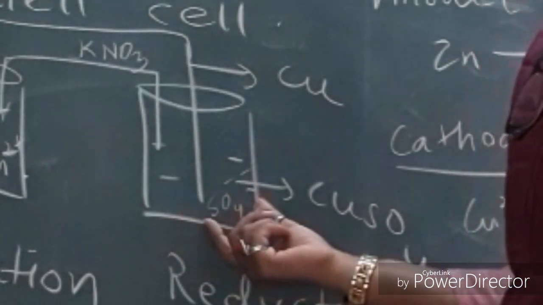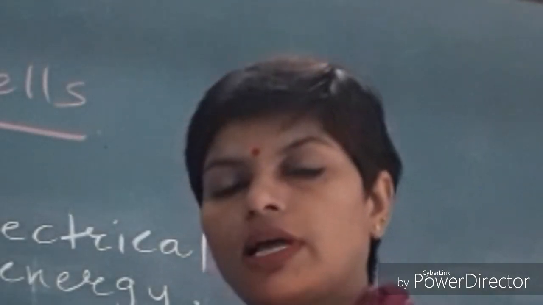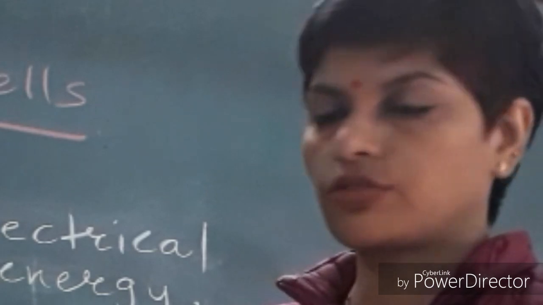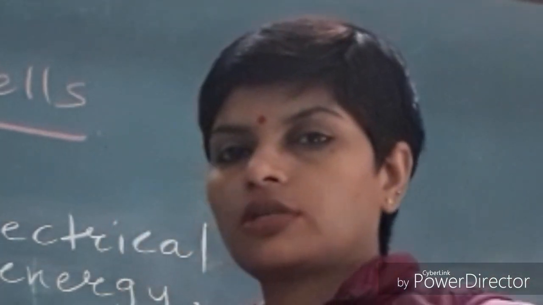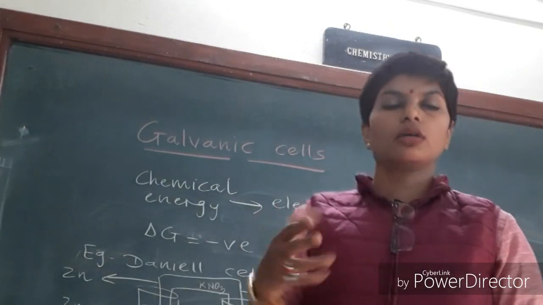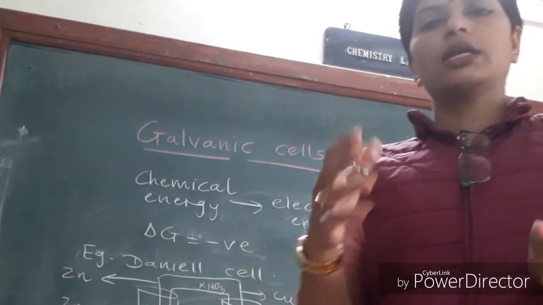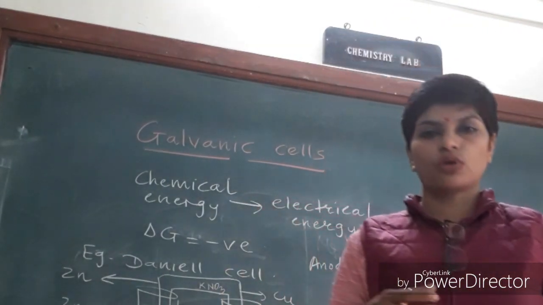Otherwise, these negatively charged ions will be surrounding this positively charged electrode and they will act as a barrier for the conduction of electrons. Similarly, over here, the zinc ions might surround the negatively charged electrode and would cause a barrier. So to avoid this barrier and to maintain the flow of current, we are going to use a salt bridge.